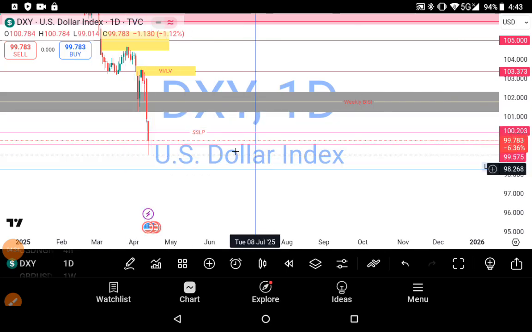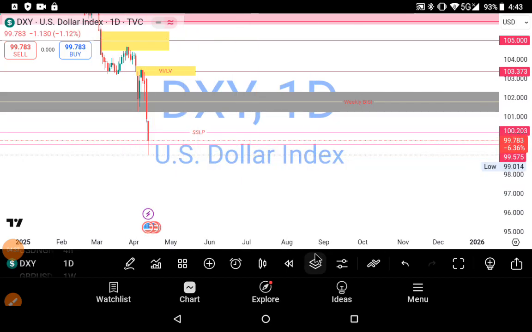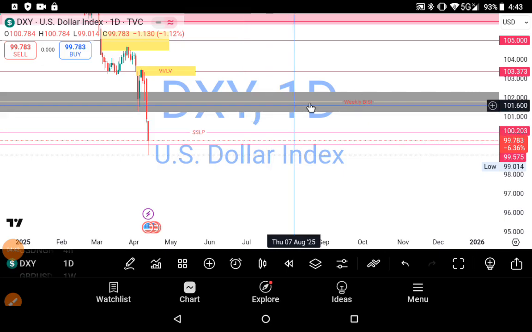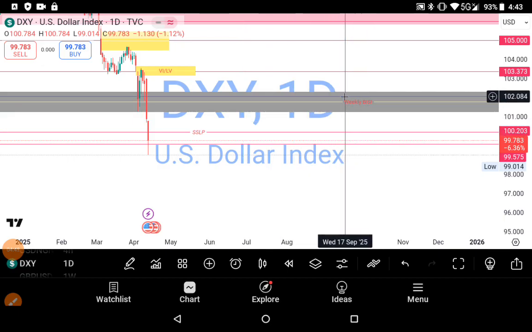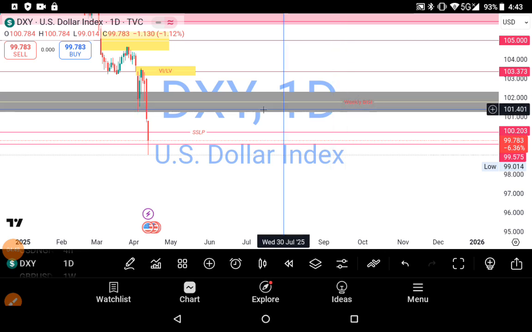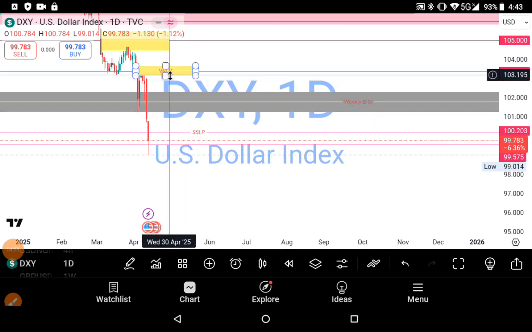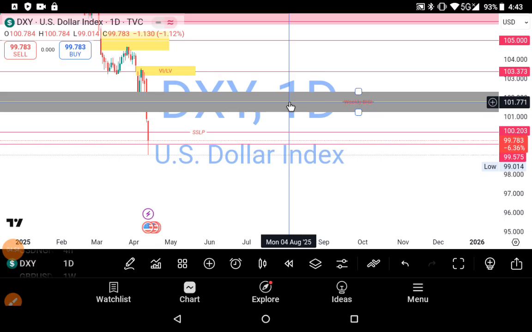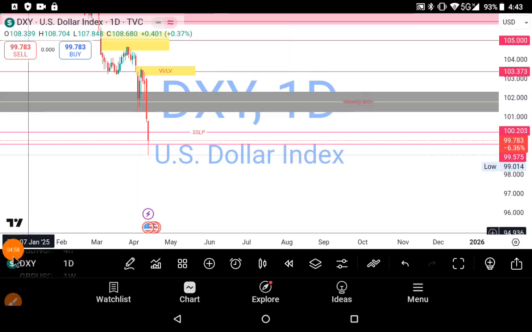But before then, I'll be watching 100.500. But if the market price finds its way above the consequent encroachment of the weekly BC, then I will be watching the market price going back into this volume imbalance. There is no two ways about it. So let's forge ahead.